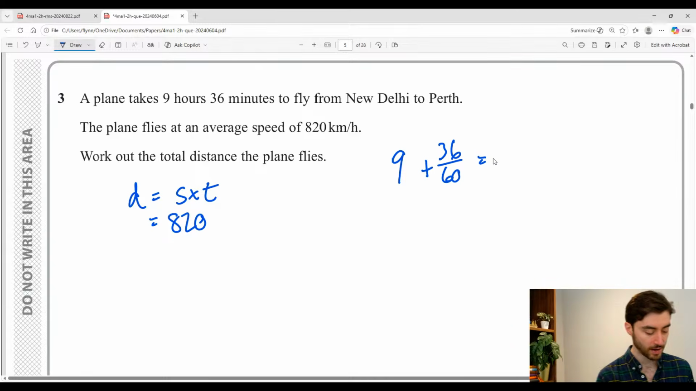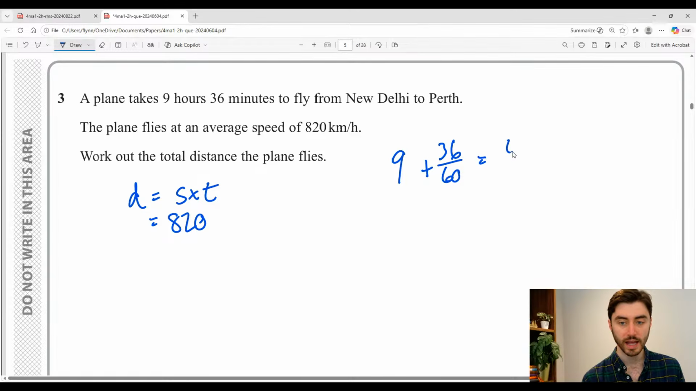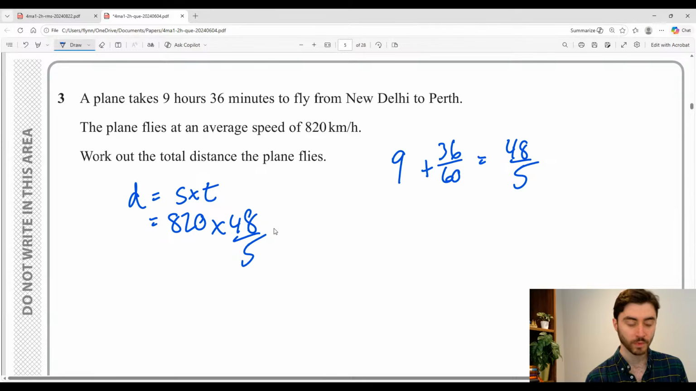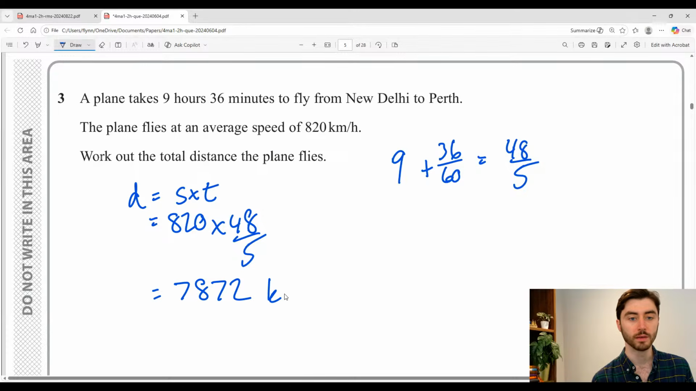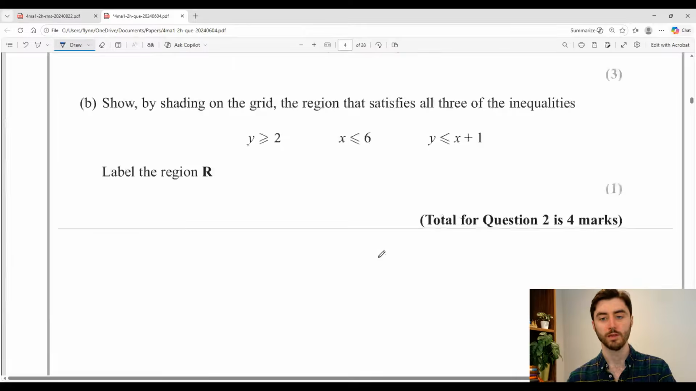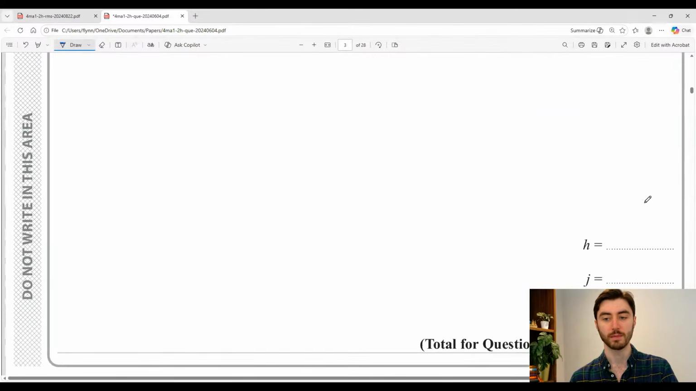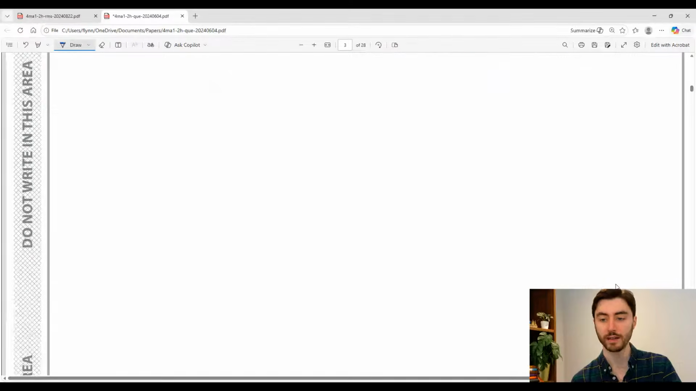So if I combine that on a calculator, 9 plus 36 over 60, I will get 48 over 5 hours. And that times 820 gives me 7872 kilometers. And in fact, yeah, I should write my HJK there. So H is 5.